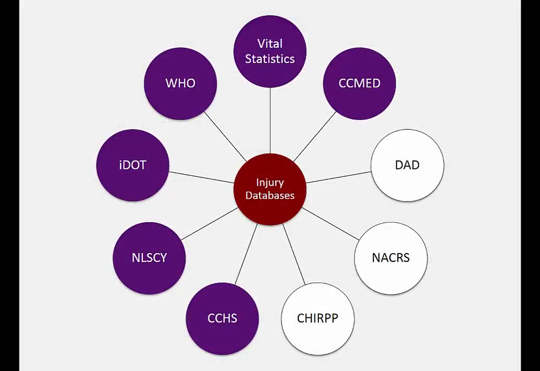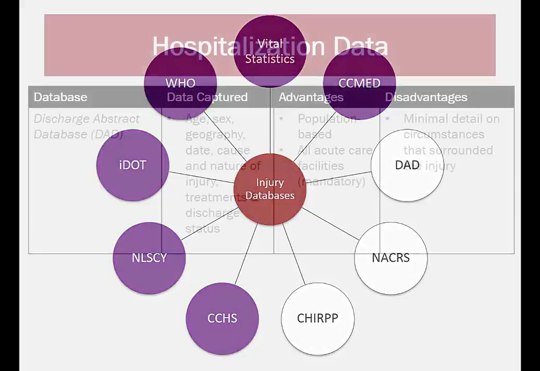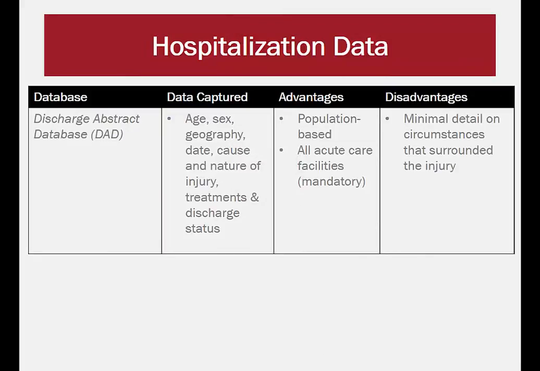There are a number of different data sources where you can access information on injury hospitalizations, including the Discharge Abstract Database, or DAD, the National Ambulatory Care Reporting System, or NACRS, and the Canadian Hospitals Injury Reporting and Prevention Program, CHIRPP. The DAD is a database from the Canadian Institute for Health Information, CIHI, that captures administrative, clinical, and demographic data on hospital discharges, including deaths, sign-outs, and transfers. All acute care facilities other than Quebec are required to report this information.